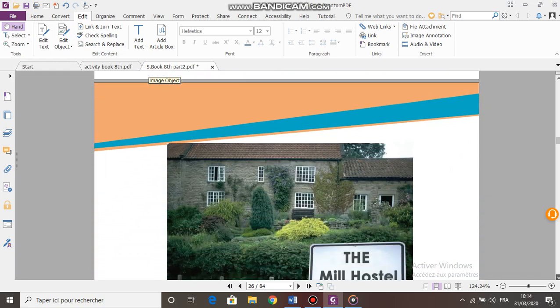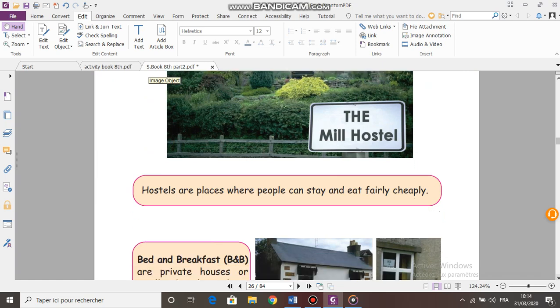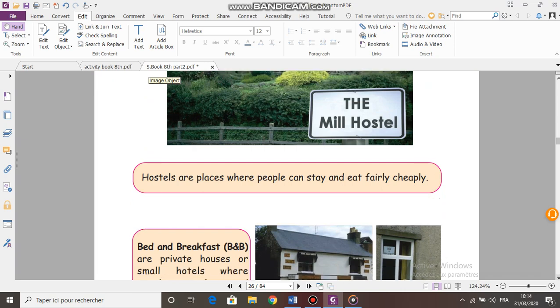Let's move to page 102. What do we have here? We have some hostels. Hostels are places where people can stay and eat fairly cheaply. Cheaply, is it an adjective or an adverb? It's an adverb. Why? Because it describes the verb eat. So we eat cheaply. Cheaply is describing the verb to eat, so it is an adverb. Just to remind you.